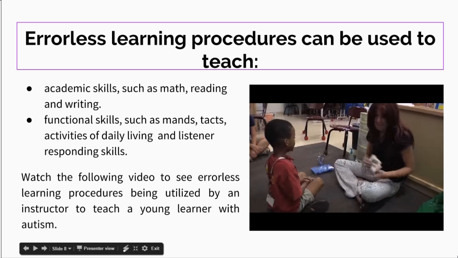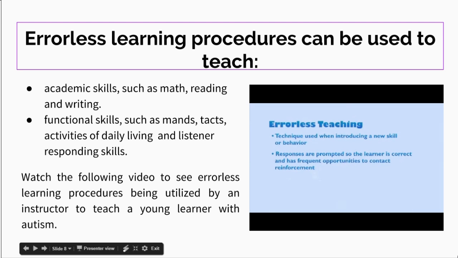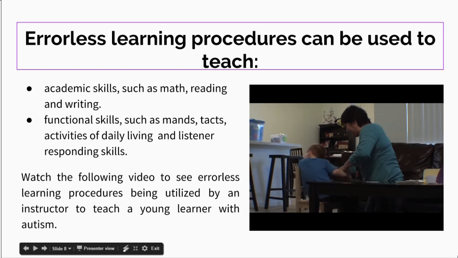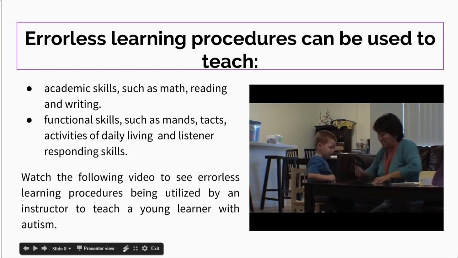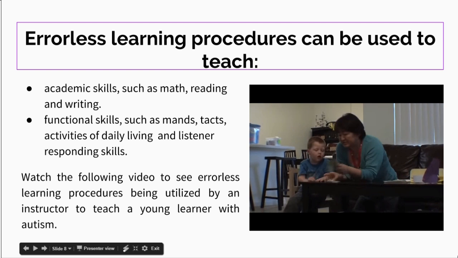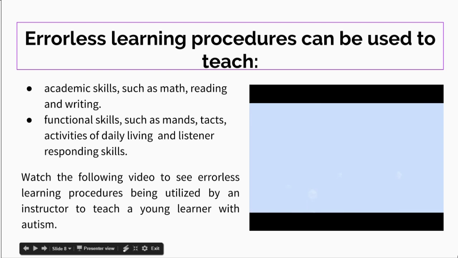And allow more opportunities for our learner to contact reinforcement. By teaching errorlessly, the student is less likely to exhibit escape or avoidant behaviors that get in the way of learning because he is able to contact reinforcement more frequently. No one likes to do something they're going to do wrong. This is the same with our learners. By giving our learners all the opportunities to be right, they will want to continue learning because contact with reinforcement is more frequent. Here are the steps to using errorless teaching.